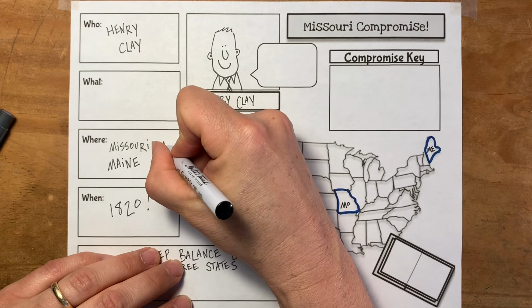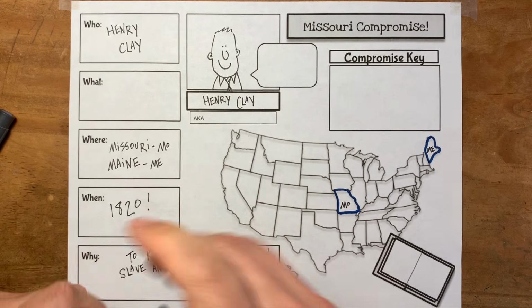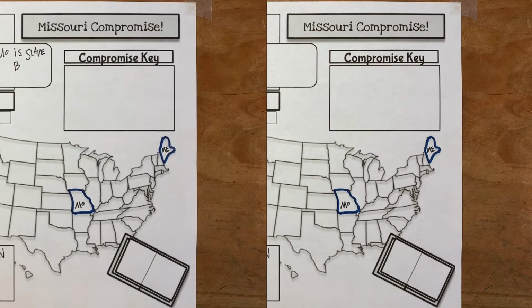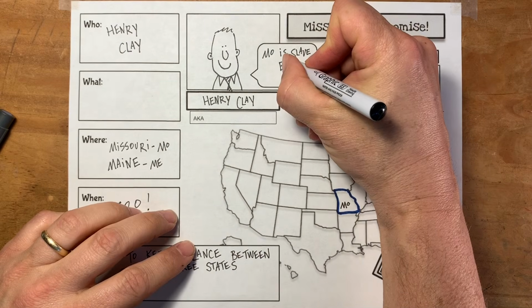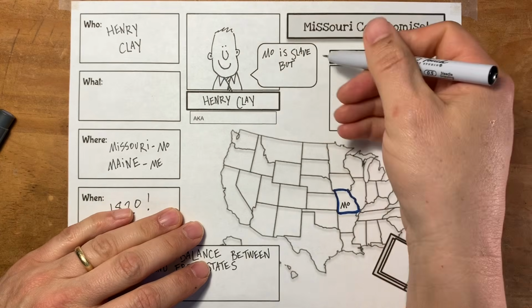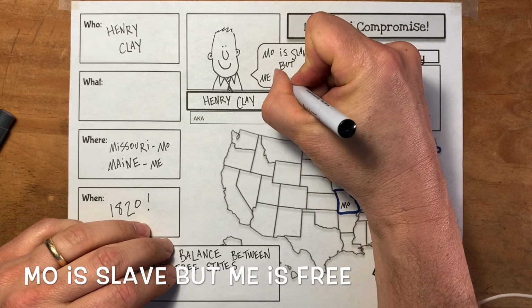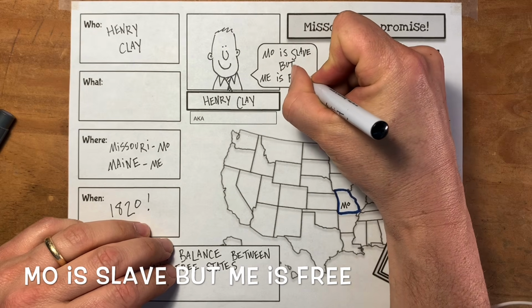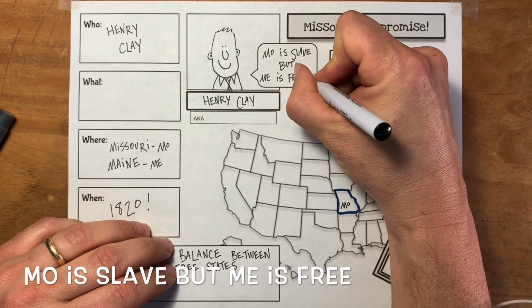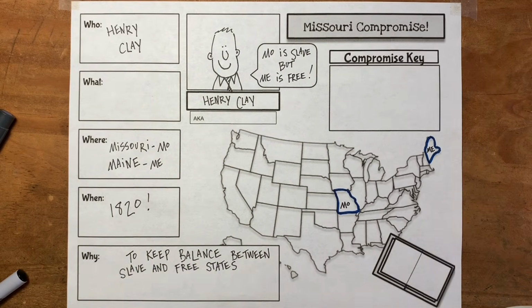I'm just putting in the postal abbreviation codes. This is important. I'm going to tell you why it's so important for you to learn the MO and the ME here. See, I always teach my kids this little phrase: MO is slave, but ME is free. It kind of helps sum up what the Missouri Compromise is all about. And Henry Clay didn't actually say that, but we're going to make him say it because we have powers.